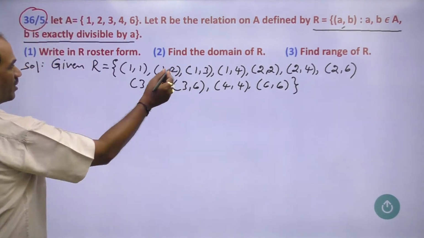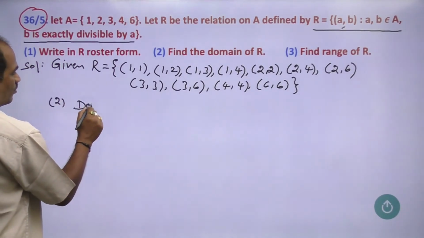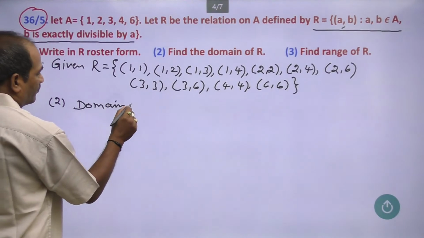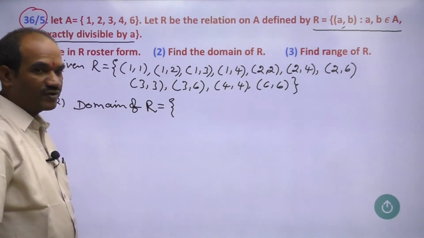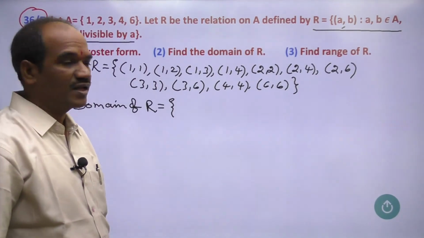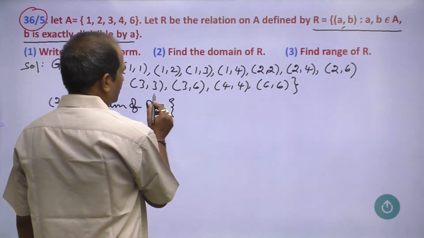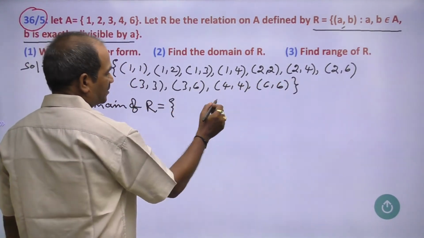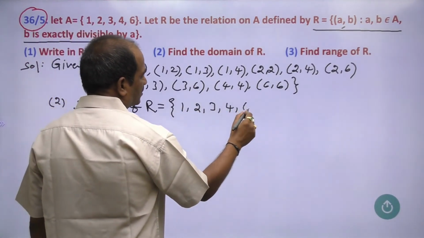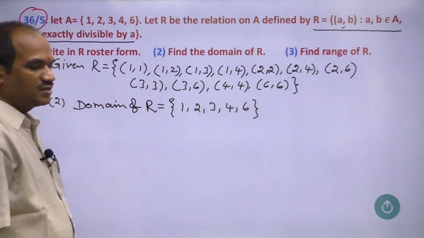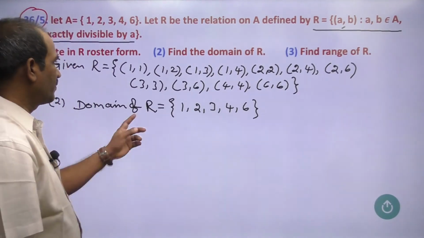Next, the domain of R. Domain means the set of all first elements of the ordered pairs in the relation. The first elements are 1, 2, 3, 4, 6. So that is 1, 2, 3, 4, 6. The domain is the set of all first elements of the ordered pairs in the relation.